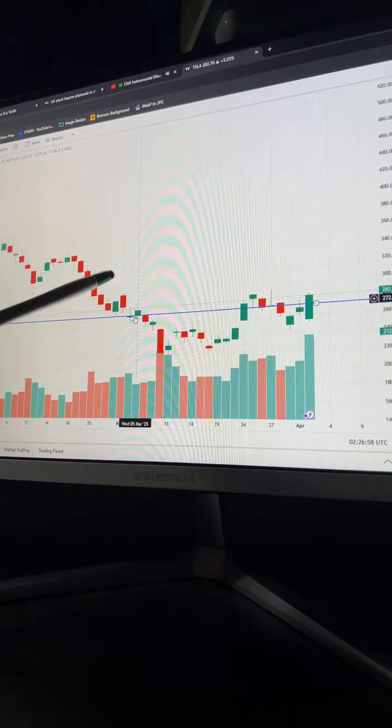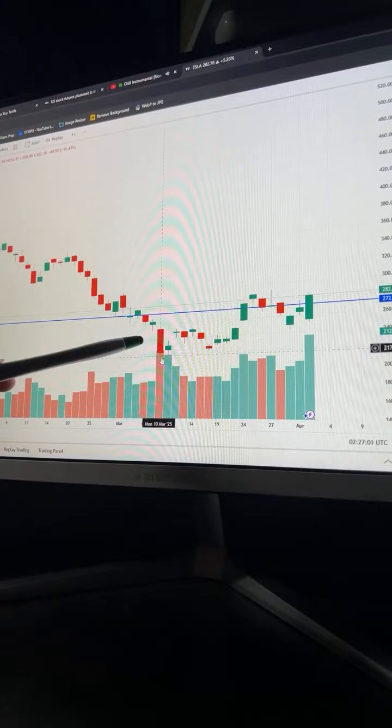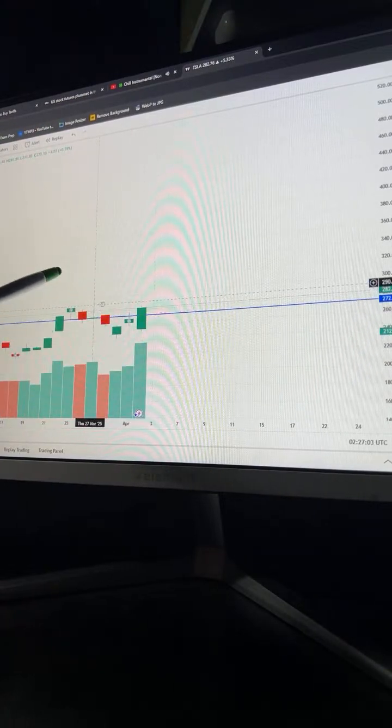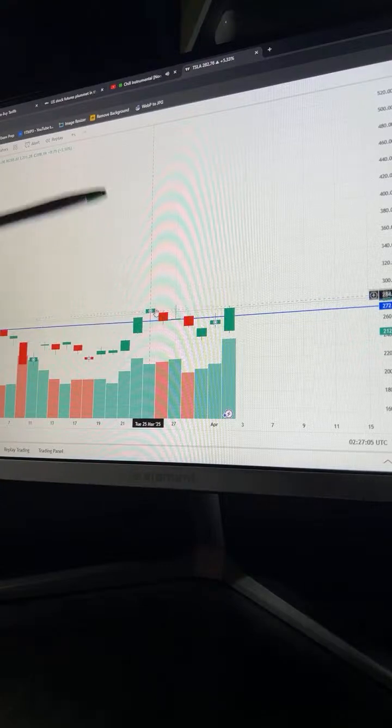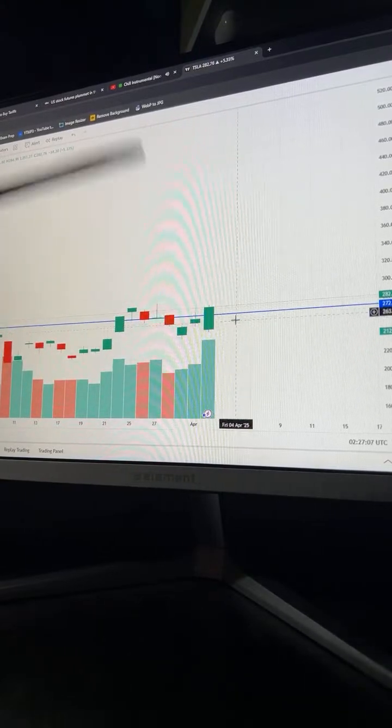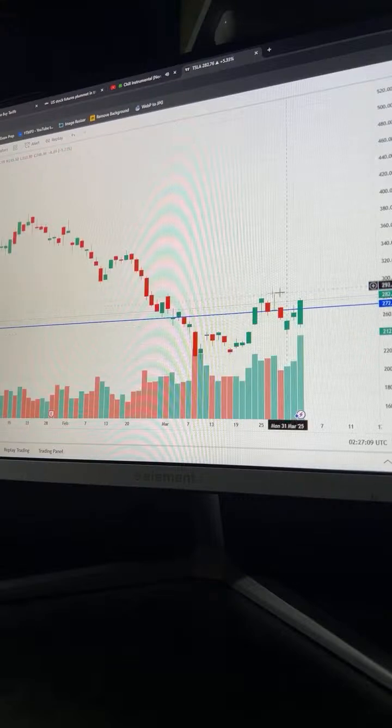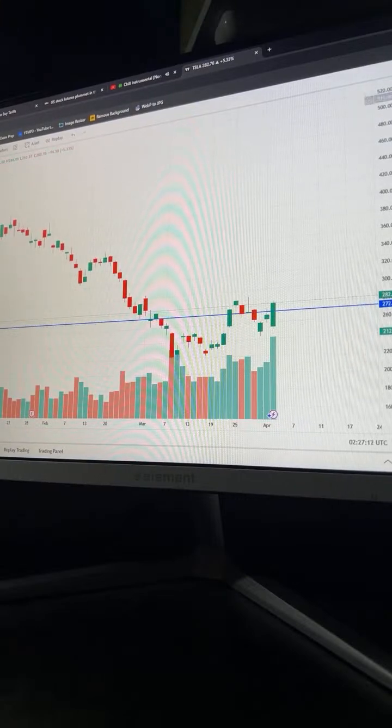There wasn't enough strength, so that support turned back into resistance. Now, we did break above 270 just the other day for a quick second, then fluttered back down. Now we're trading basically around that 270 area at this candlestick right now. This is the day chart.